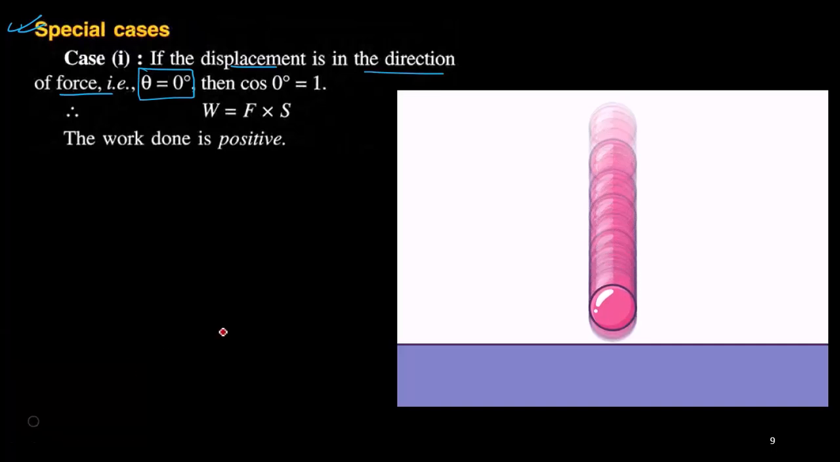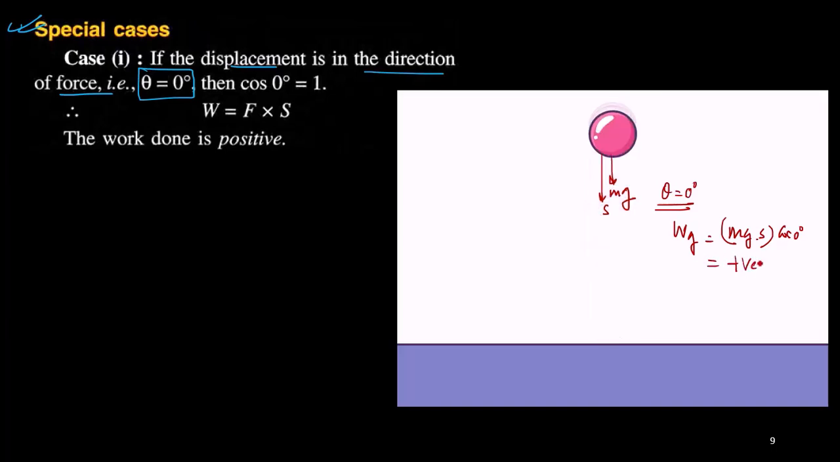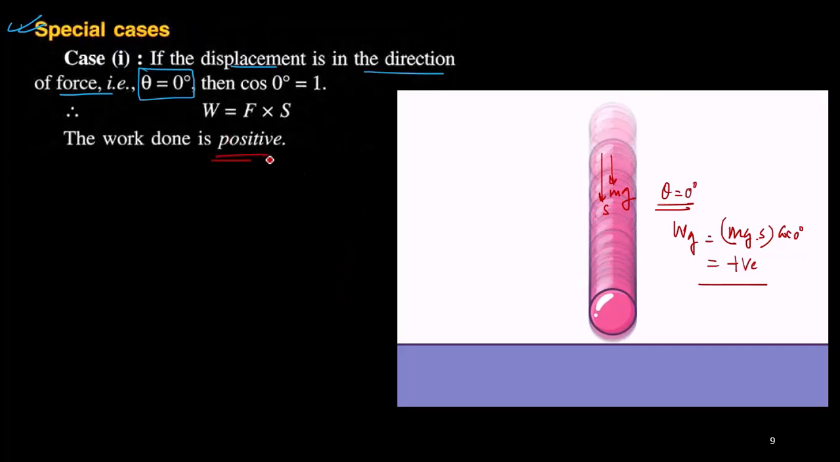Let us say the ball is being dropped. So in this situation, the ball is being dropped means the weight of the ball, that is mg, is acting downward, and displacement is in the same direction, s. So can I say theta equals 0 degree? So here the force is mg, that is the gravitational force. So work done by gravitational force should be equal to mg into s into cos of 0 degree, which is 1. Okay, that means work done is going to be positive work. So in this situation, when theta is equal to 0 degree, work done is always positive.